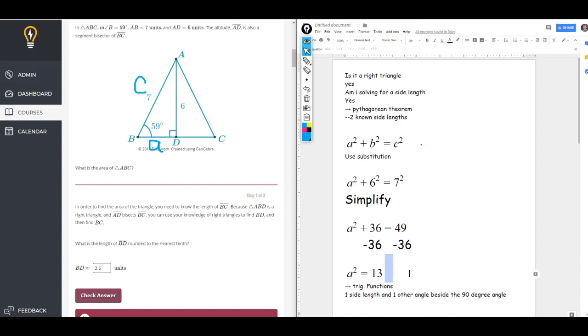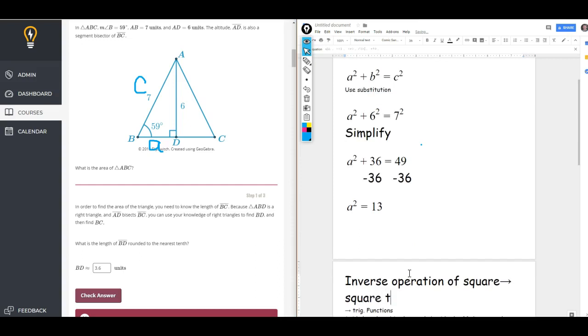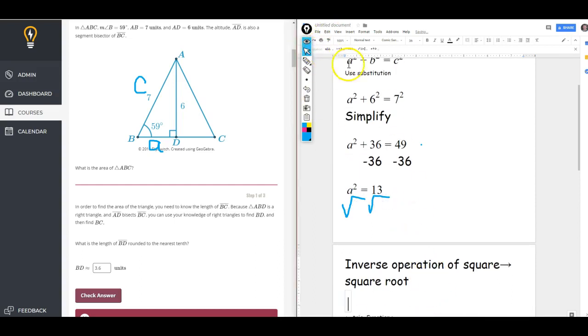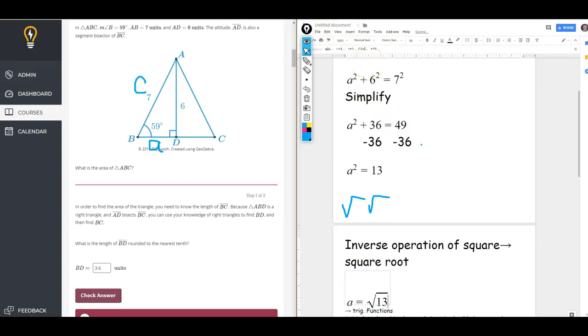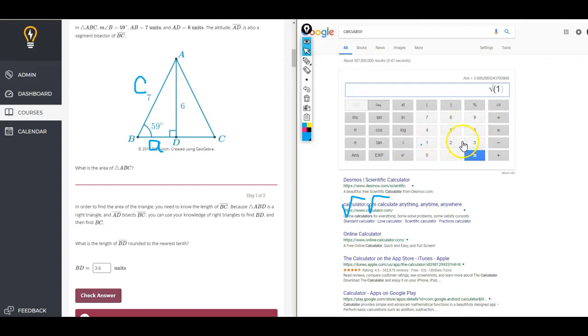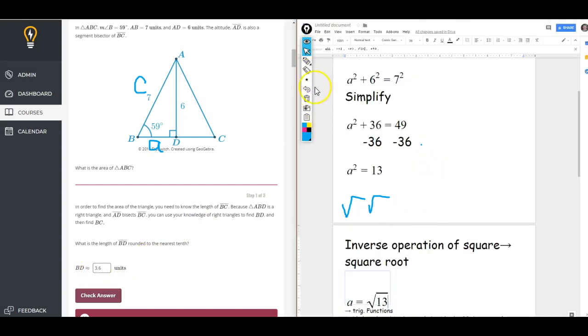So then I ask myself, okay, well, a is being squared. What is the inverse operation of a square? And that is the square root. The way I remember that is square and square root, they both have square in it. So we would take the square root of both sides. So we would end up with a is equal to the square root of 13. So if we jump over to our calculator, square root of 13 is 3.605. So we end up with the same answer, or same solution.